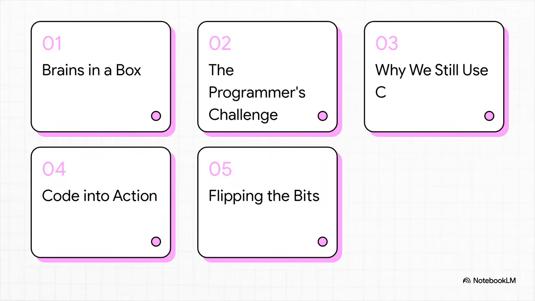So here's how we're going to break it all down. First, we'll look at the idea of brains in a box to really get their single-minded purpose. Then, we'll dive into the unique challenges programmers face. We'll explore why a really old language, C, is still the king of this world. After that, we'll see how code actually becomes action. And finally, we'll get to the cool part, flipping the bits.